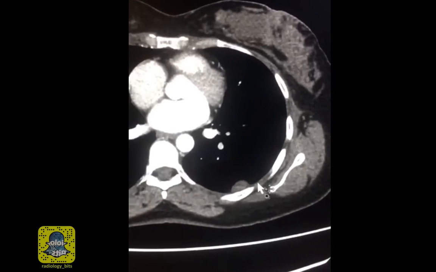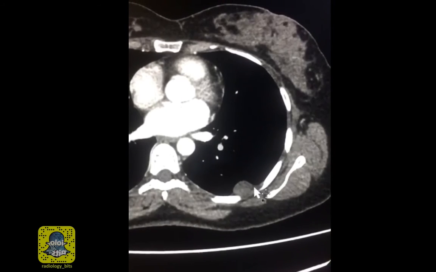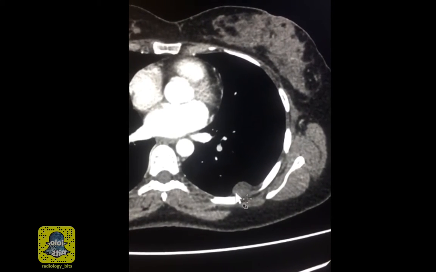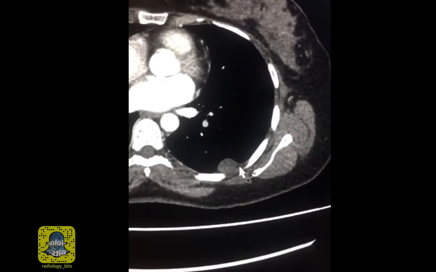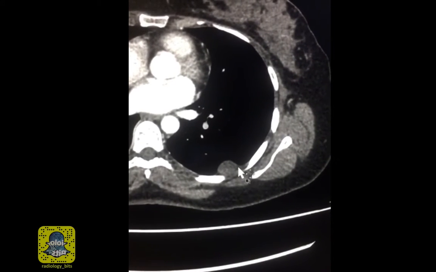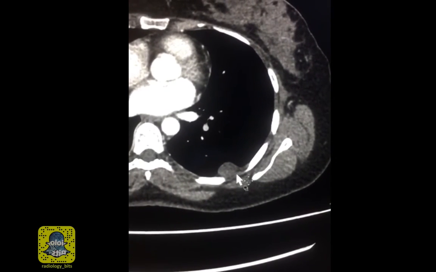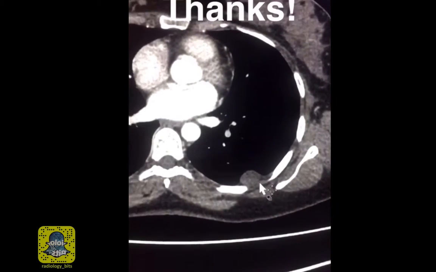A subtle finding to look for is the status of the subpleural fat. Is the lesion arising from there and surrounded by it? If this finding is seen, the lesion could be subpleural rather than pleural in location.